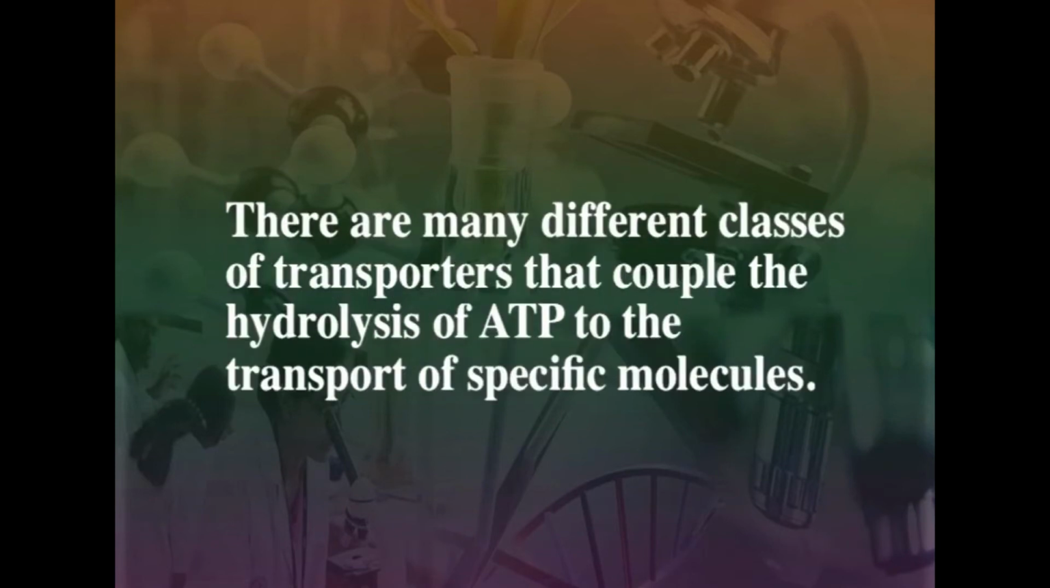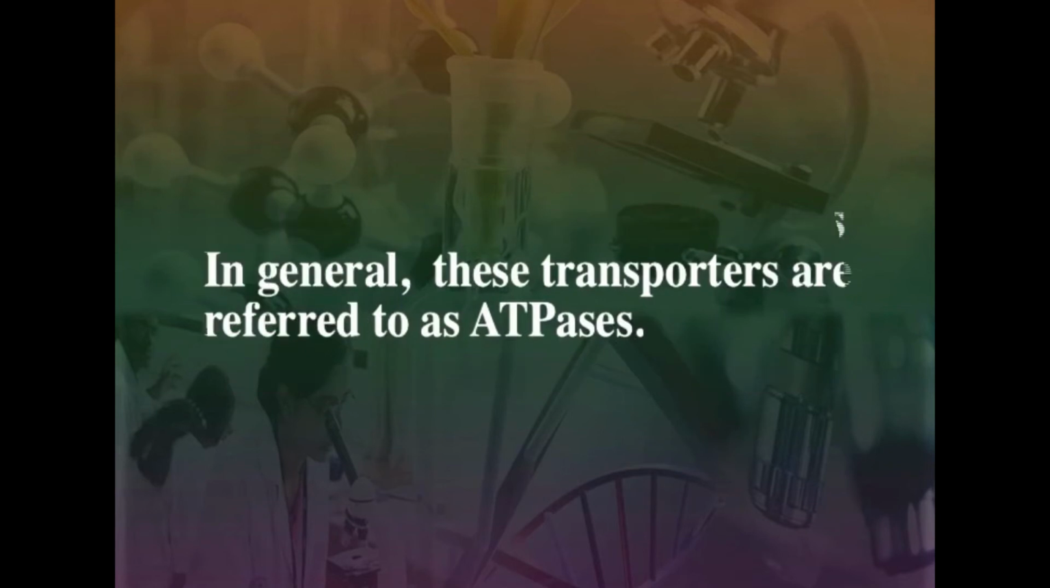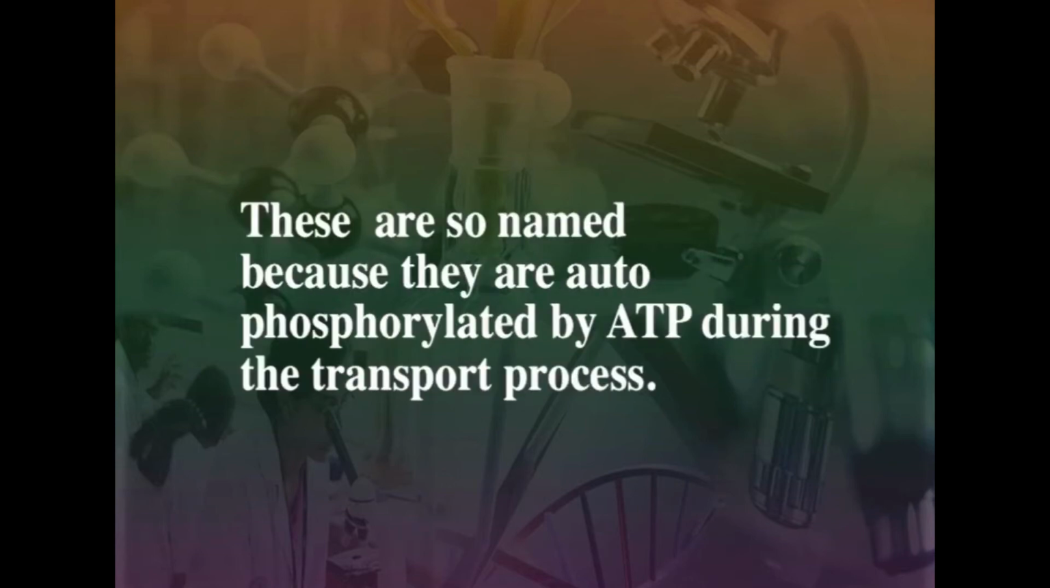There are many different classes of transporters that couple the hydrolysis of ATP to the transport of specific molecules. In general, these transporters are referred to as ATPases. These are so named because they are autophosphorylated by ATP during the transport process. There are different types of ATPases that function in eukaryotes. Sodium potassium ATPases is one main example. These are the most thoroughly studied ATPases.